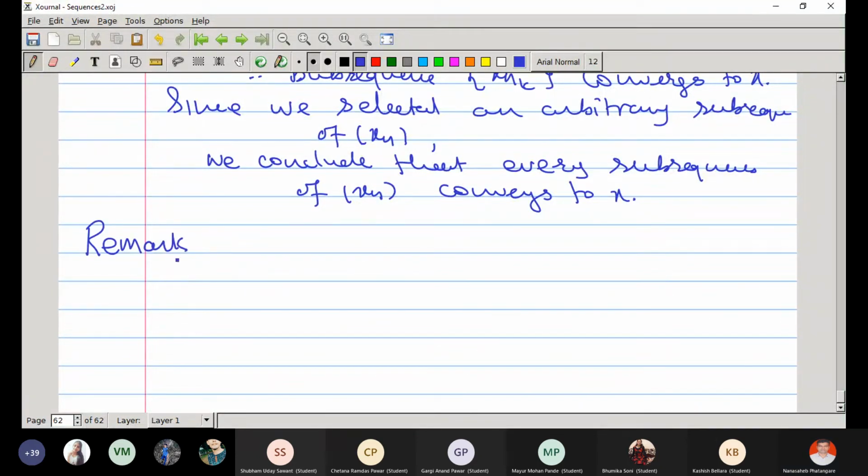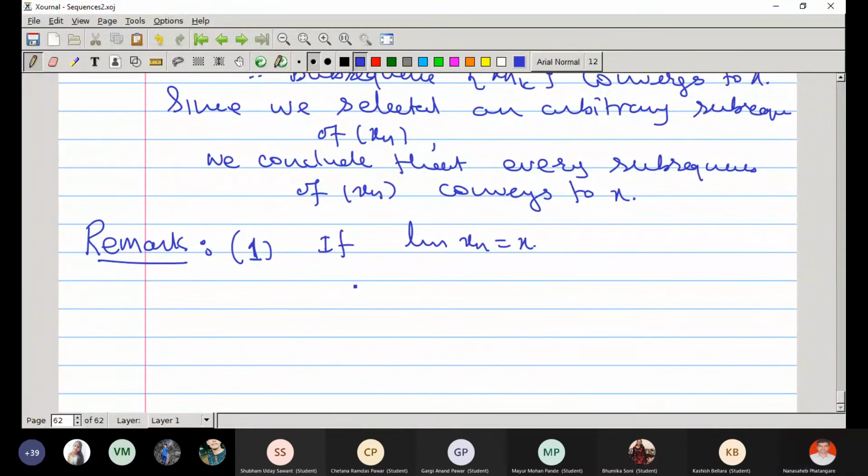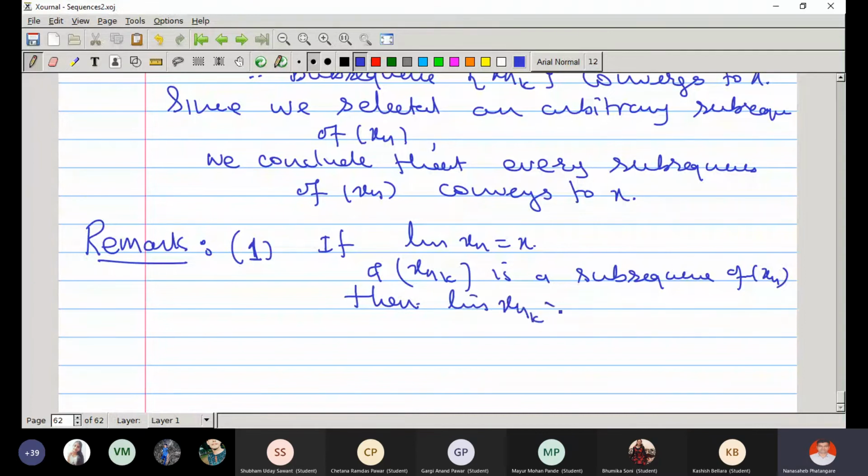What is the contrapositive to this? What is the contrapositive statement to this? If the limit of xn is x, this is our theorem, and x_nk is a subsequence of xn, then what have we proved? The limit of x_nk is x. This is what we proved. Am I right?